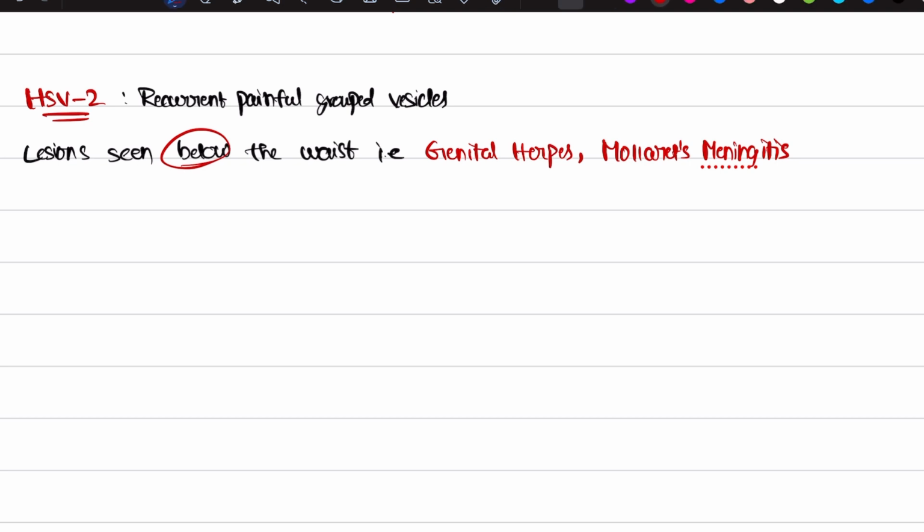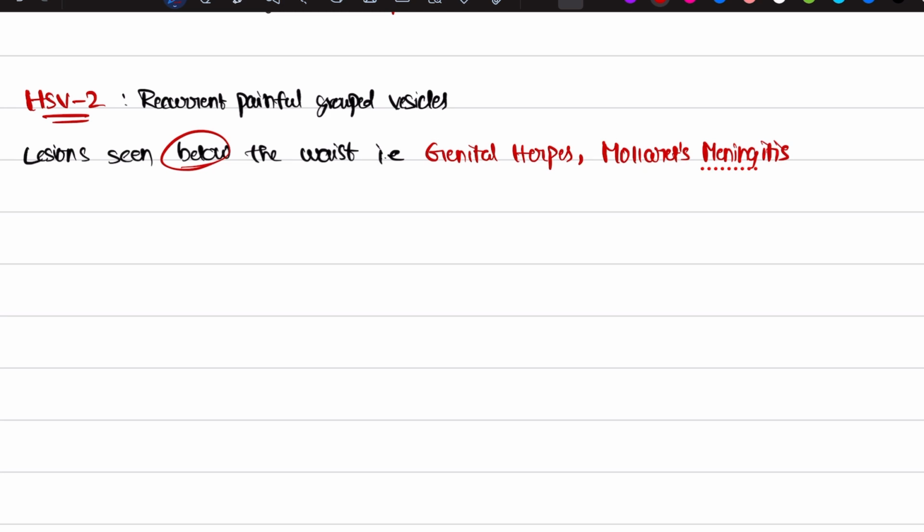And for HSV type 1, I already told you it remains latent in trigeminal ganglion. But here in HSV type 2, it remains latent in sacral ganglion. Okay. It remains latent in sacral ganglion.